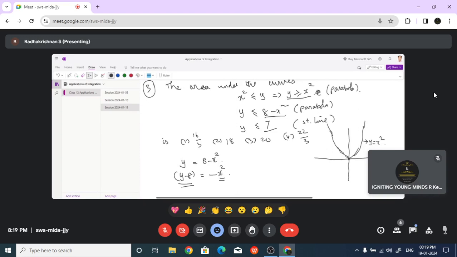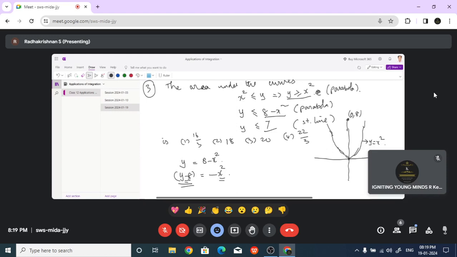So this is obviously x square equal to minus of 4a. The 4a is in this case 1. Into y has become y minus 8. Since y has become y minus 8, x is remaining as it is. So therefore, the vertex is going to be at 0 and 8. Very good.